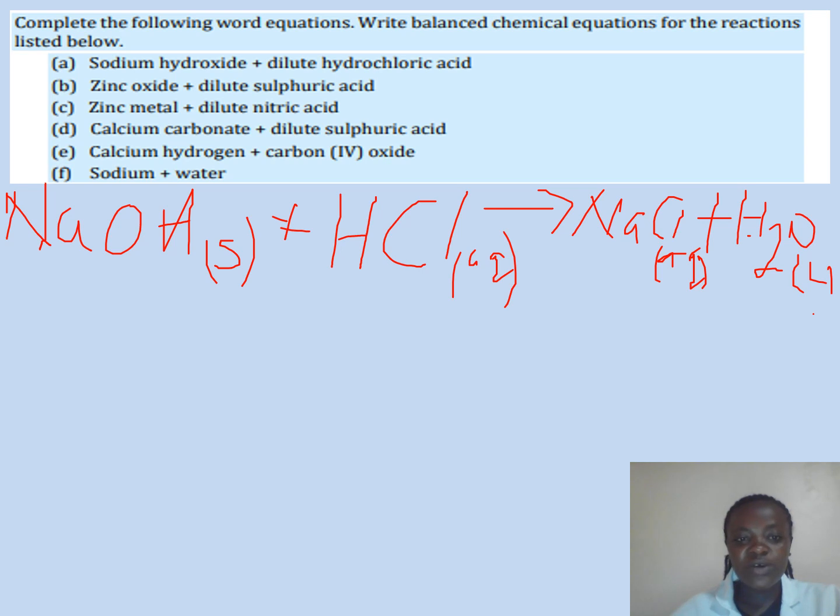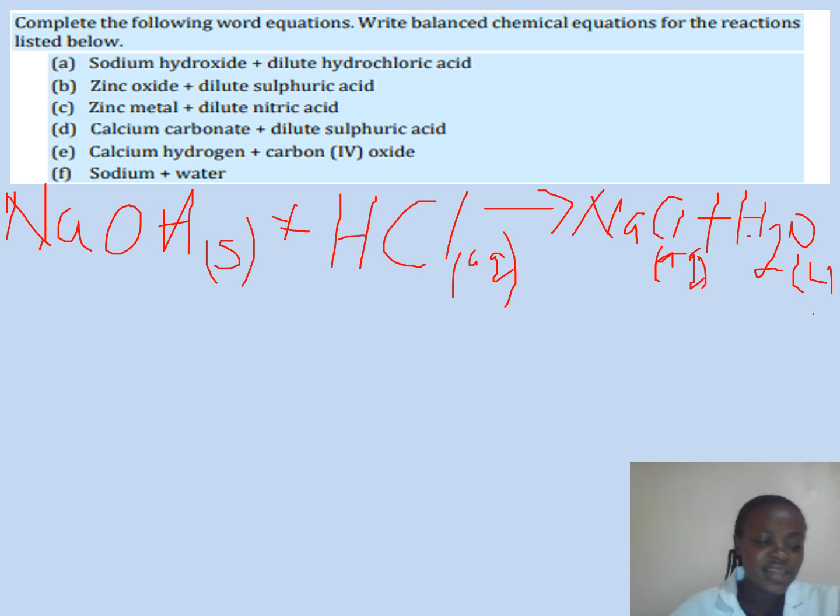So we have one sodium atom on the reactant side and one on the product side. So sodium is okay. We have one oxygen here, one oxygen here. It is balanced. We have 2 hydrogen atoms and 2 hydrogen atoms in the product side. It is balanced. One chlorine atom and one chlorine atom on the product side, meaning the reaction is balanced.